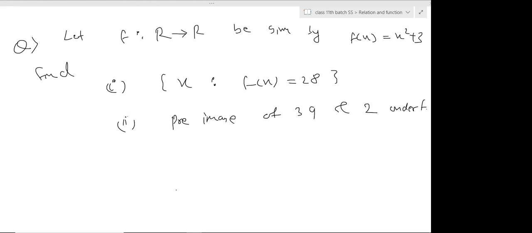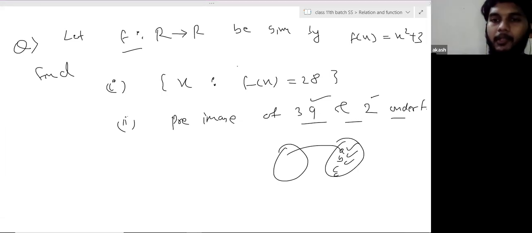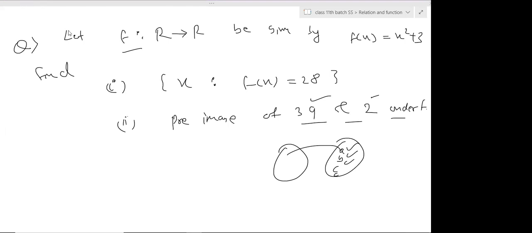So what is the second question? Find the pre-image of 39 and 2 under f. That means in this function, find the pre-image of 39 and 2. All right. What is pre-image? For every element of B, suppose this is A, B, C, D, which element is connected to it? They are asking, right? Okay, sir. So there won't be a pre-image for 2. All right. Anna, what about you? I'll give you 2 more minutes.